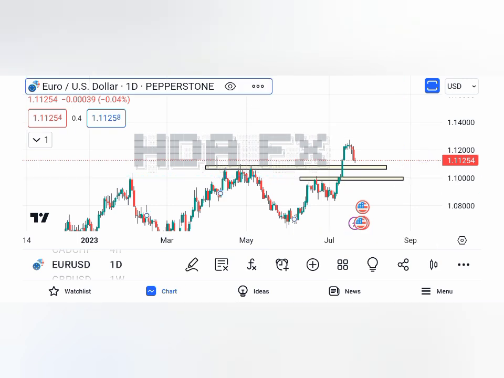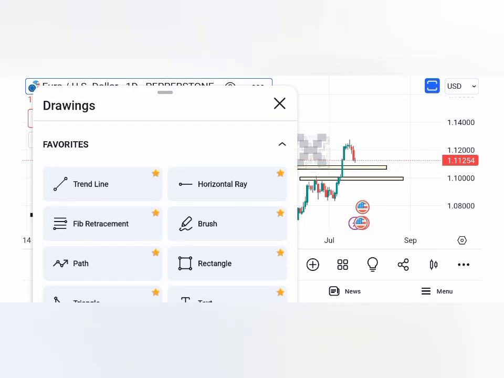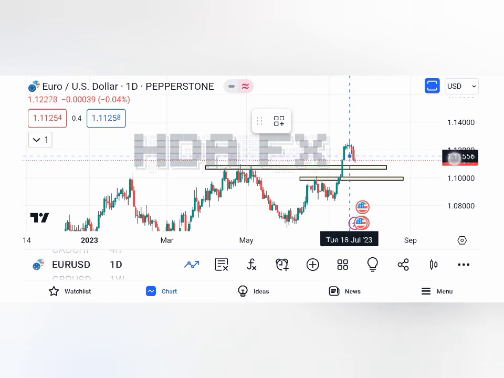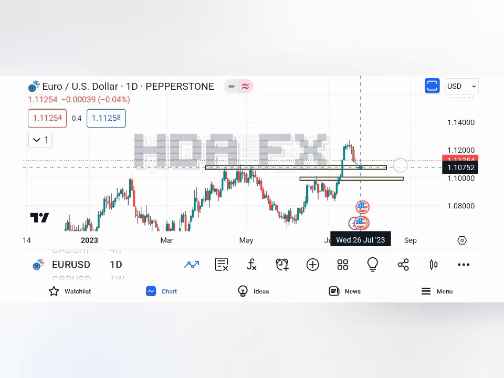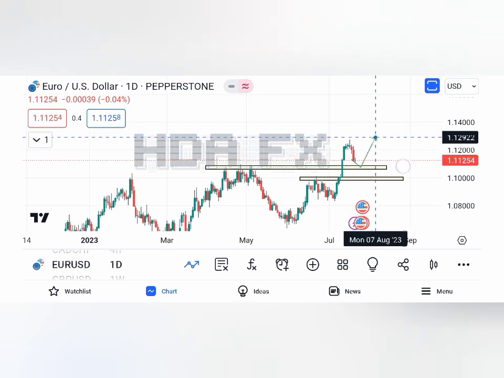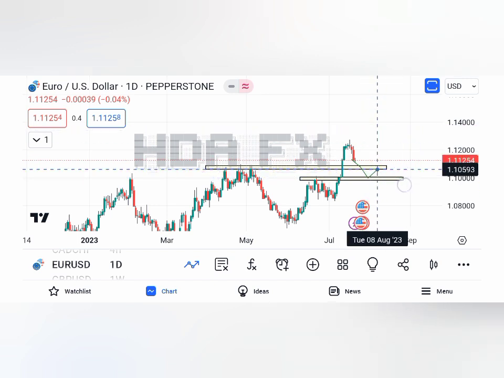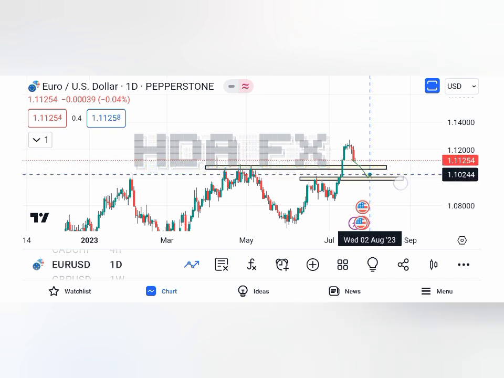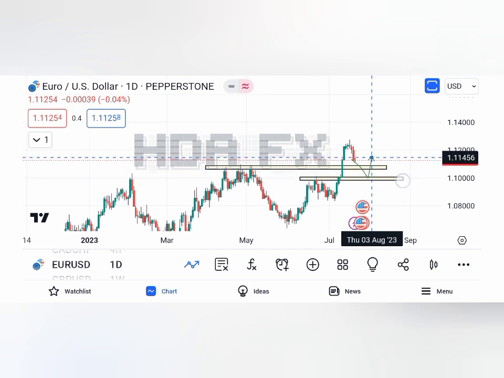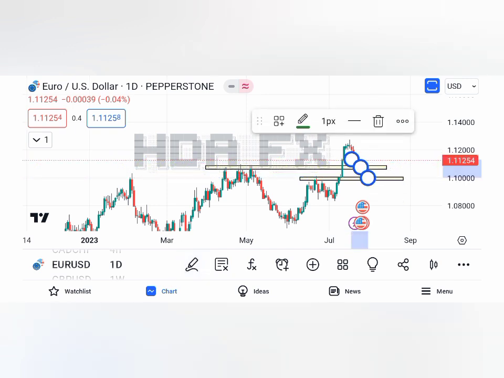Now on Euro USD, I'll be expecting buys at this very point here. I want to see price push down to this point here, then buy, or it's likely that price can continue pushing down to this point here. Then I'll look for buying opportunities. So it's either this point here or this key level here. Price can drop to any of these key levels and start going upwards. Now let's move to the 4-hour time frame and see what we have there also.